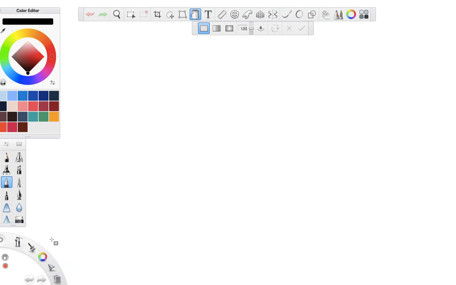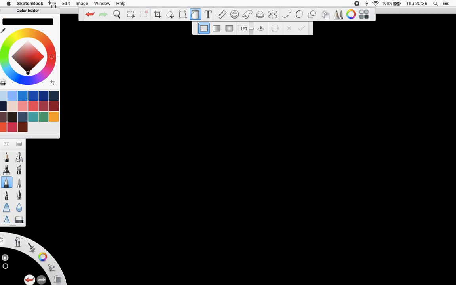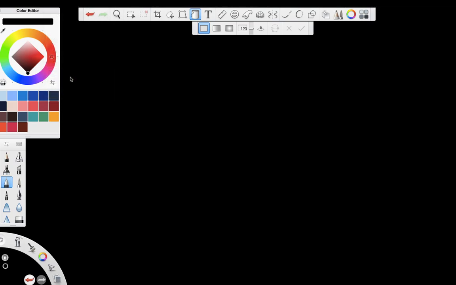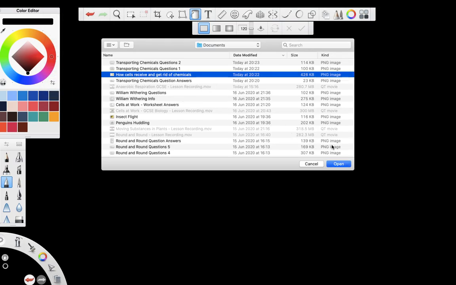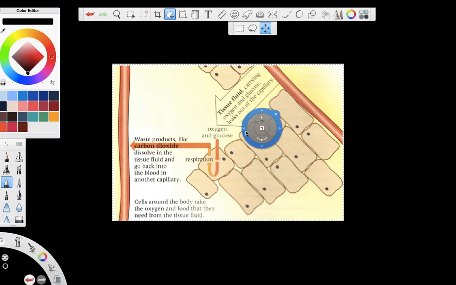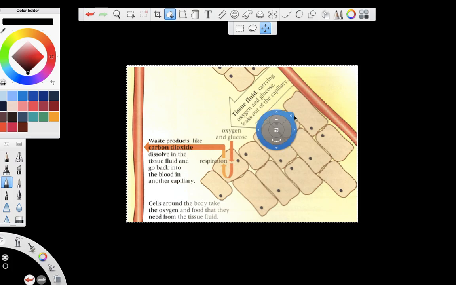So, let's refresh this. Let's add in an image that I've prepared. The image is on the PowerPoint if you wish to use it, or the lesson slides, and it looks something like this. Make it a bit bigger. Now, if you look, this is where the tissue fluid carrying oxygen and glucose leaks out of the capillary, okay?